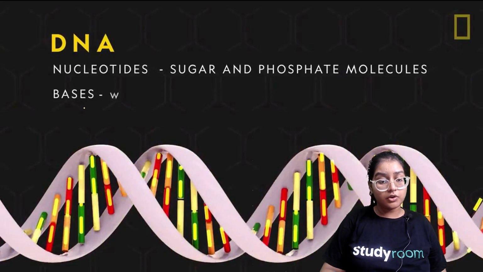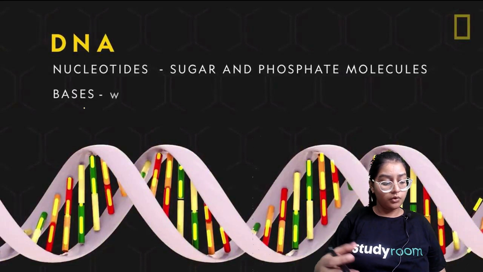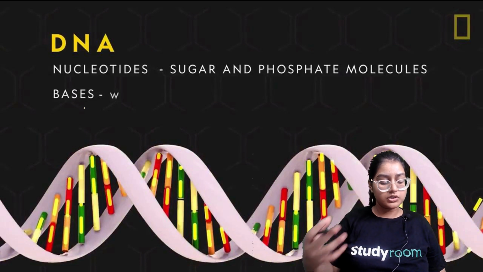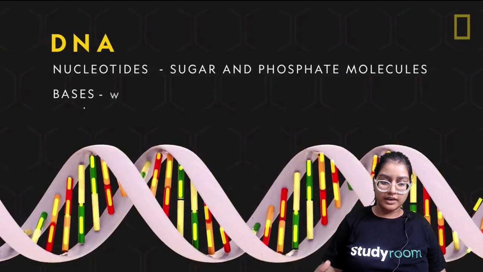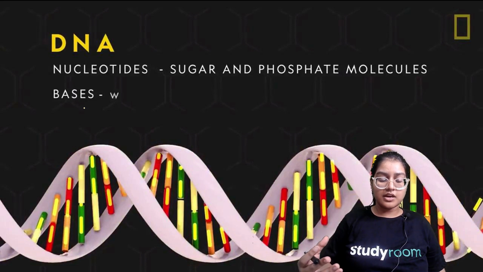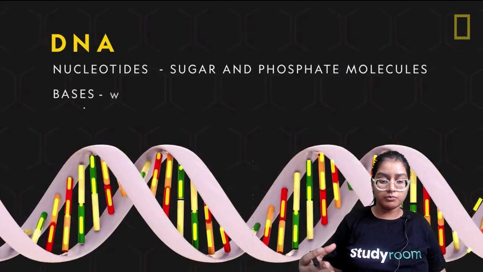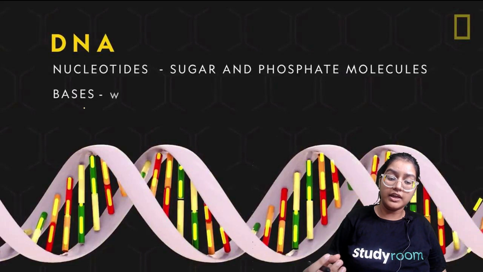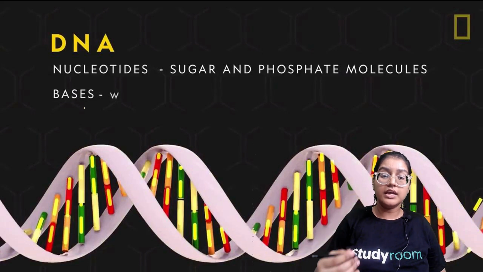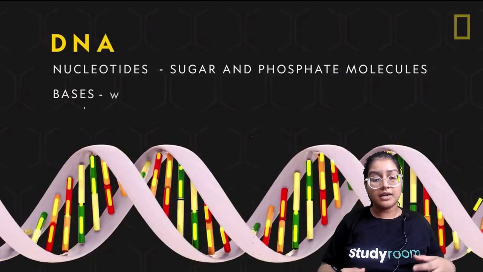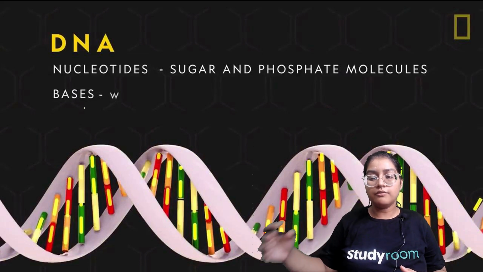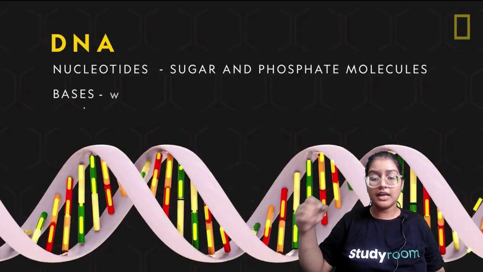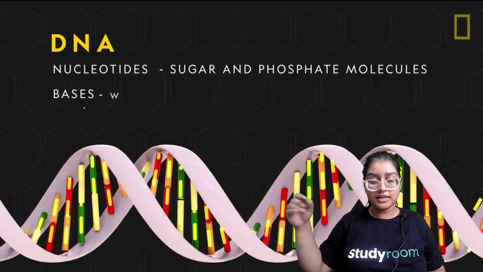Now we'll be seeing this video. In this video we'll be talking about DNA. So we know genetic information is stored in every cell, and the genetic information is passed from chromosomes, and chromosomes carry this information in the form of DNA. So what is DNA? DNA is made up of nucleotides. Nucleotide is made up of sugar and phosphate molecules, and it is a double helical structure. You can see the double helical structure.